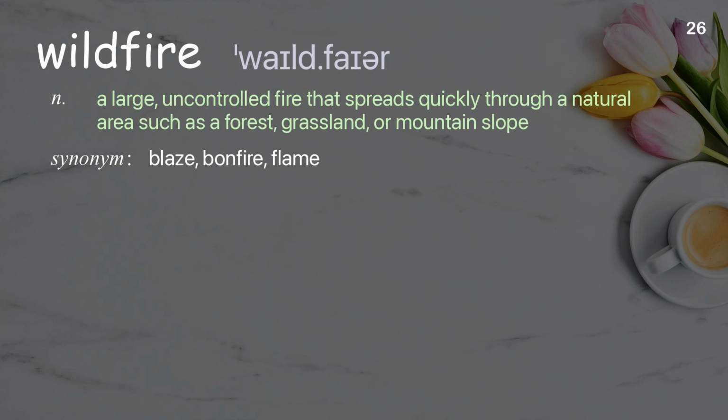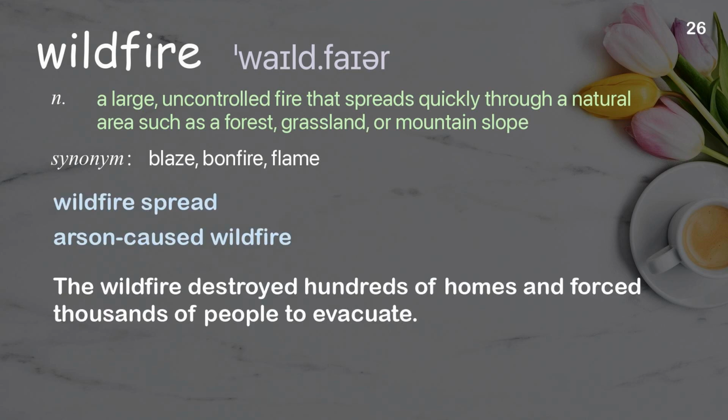Wildfire. A large, uncontrolled fire that spreads quickly through a natural area, such as a forest, grassland, or mountain slope. Examples: wildfire spread, arson caused wildfire. The wildfire destroyed hundreds of homes and forced thousands of people to evacuate.